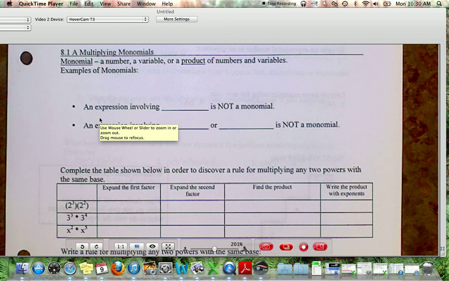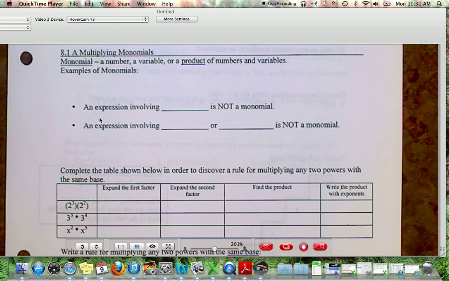Section 8.1 is about multiplying monomials. And first we need to know what a monomial is. A monomial is a number, a variable, or a product of numbers and variables. And remember, product means multiply.